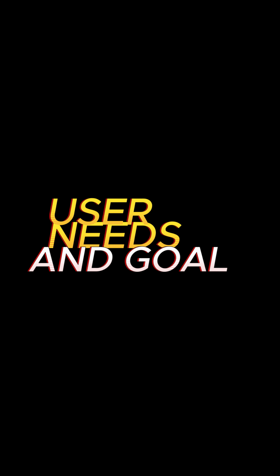Number 1, what is user needs and goal? User needs and goal simply explain you going into what user needs are, understanding their pain points, understanding what is required, and how you can solve their problem for them. Basically, you are trying to make their life easier. That is your starting point. Your starting point is understanding their goal.